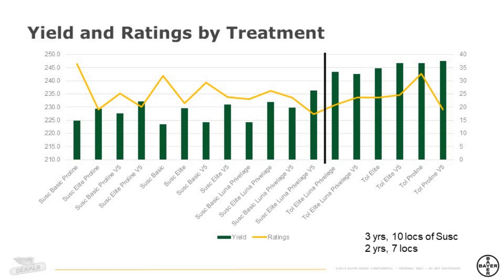So the susceptible hybrids, I've got 3 years of data on and 10 locations in that summary. On the more tolerant hybrid, I've got 2 years worth of data and 7 locations.